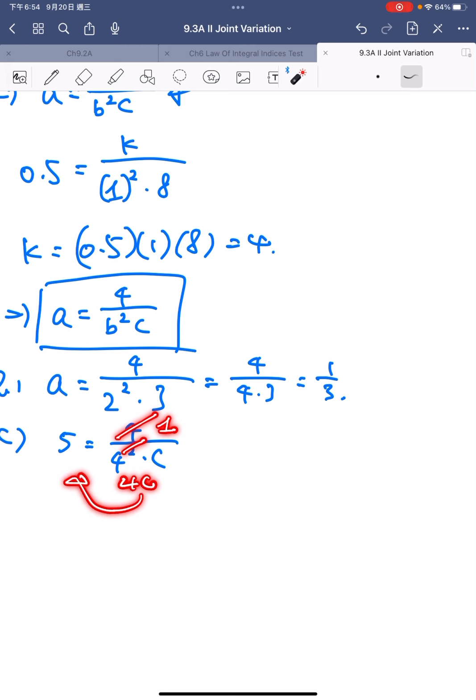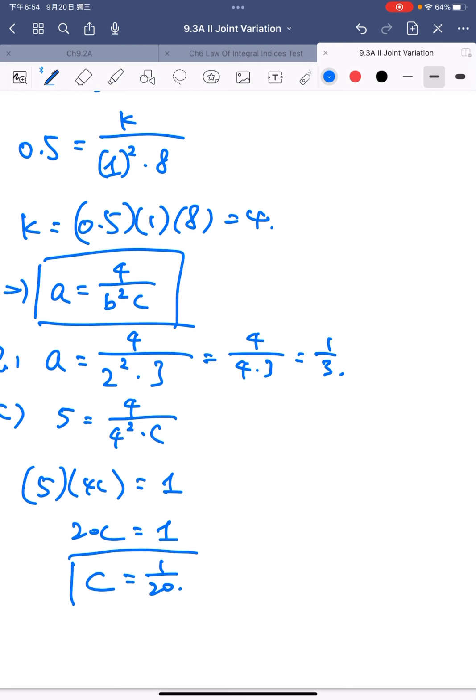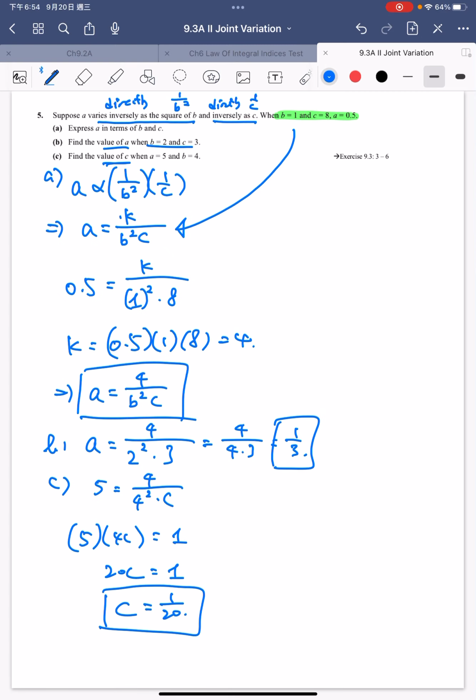So we move the 4c to the left hand side. Then we have 5 times 4c equal to 1. Then we have 20c is equal to 1, which means that c is equal to 1 over 20. So now we find out the value of c. Okay, so this is the answer for question 5.